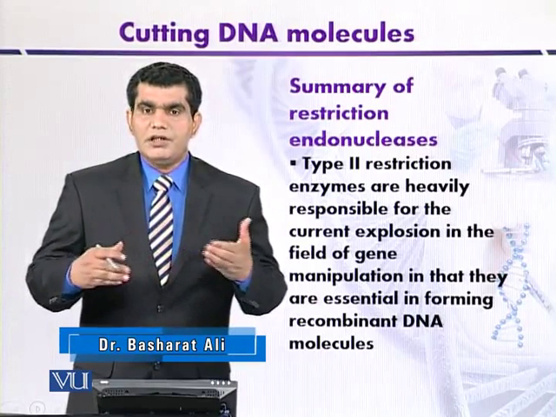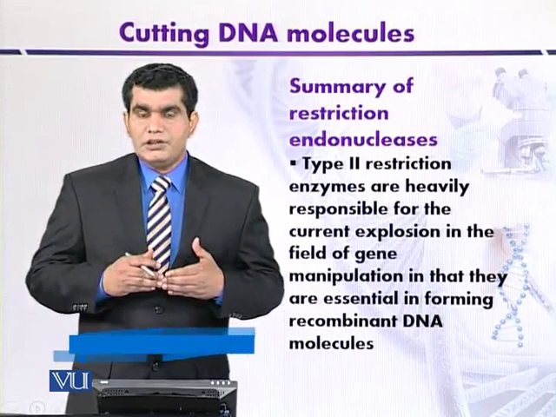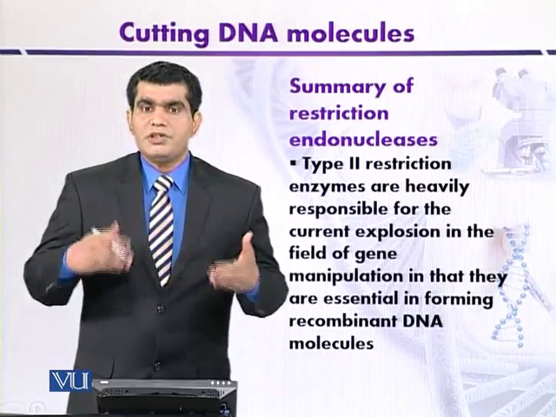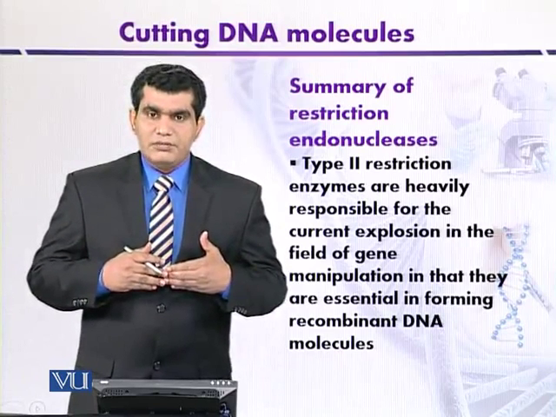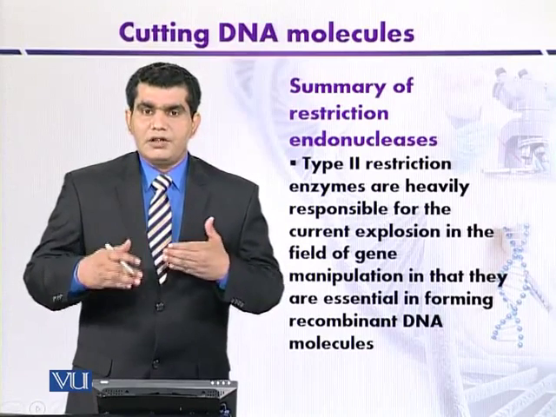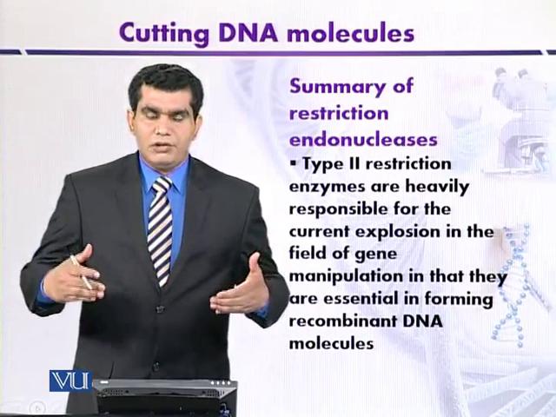They can cut the DNA more randomly. But another category which is very well known, type 2 restriction enzymes, is valuable in the process of gene manipulation, and they are mostly used to create artificially recombinant DNA molecules.